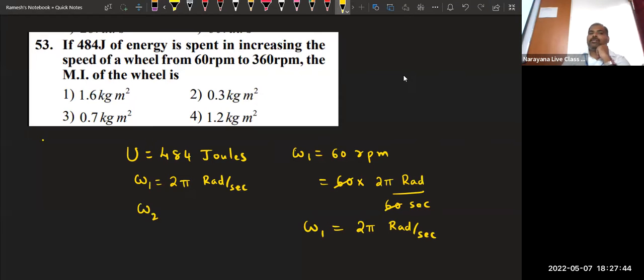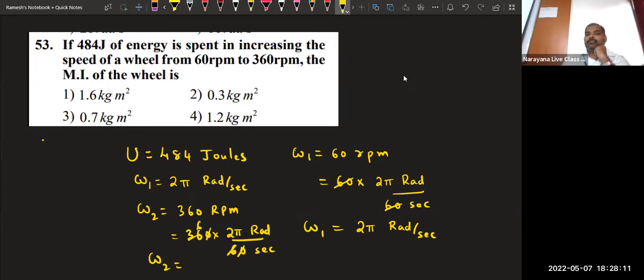What is the final angular speed of the wheel? 360 rotations per minute. 360 rotations means 360 into 2 pi radians divided by 60 seconds. The 0 cancels out. 6 ones are 6, 6 twos are 12. So the final angular speed is 12 pi radians per second. Then what is the moment of inertia of the wheel?